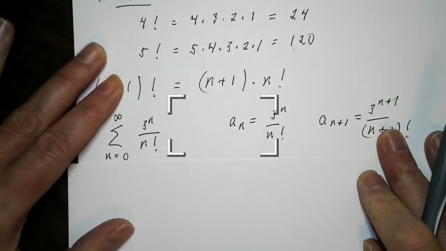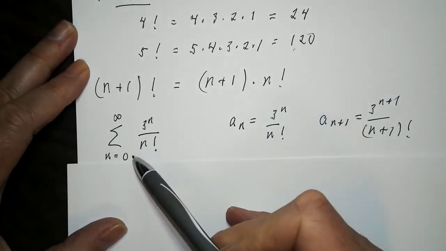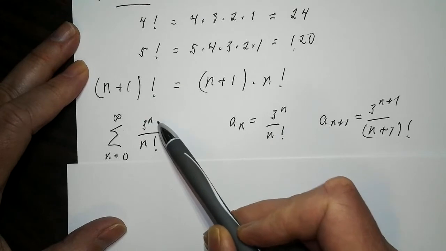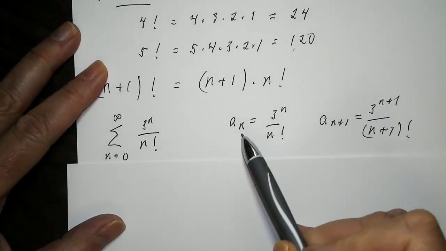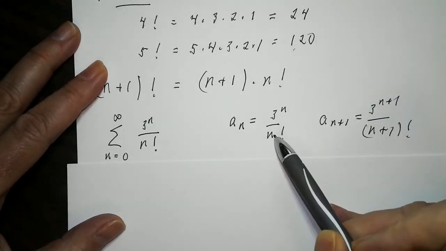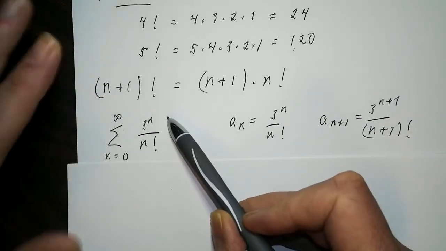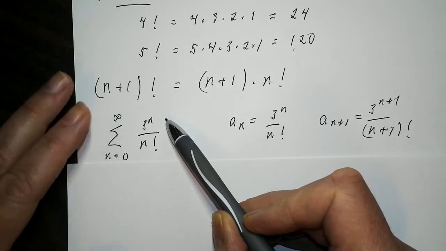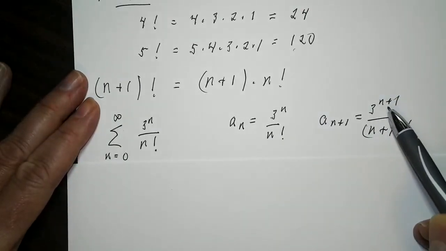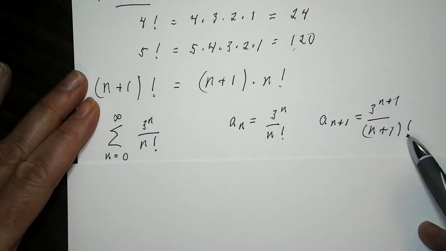So let's look at the series, the summation from n equals 0 to infinity, 3 to the n over n factorial. A sub n is 3 to the n over n factorial. My n plus 1 term I get by substituting n plus 1 in for n there. So I have 3 to the n plus 1 over n plus 1 factorial.